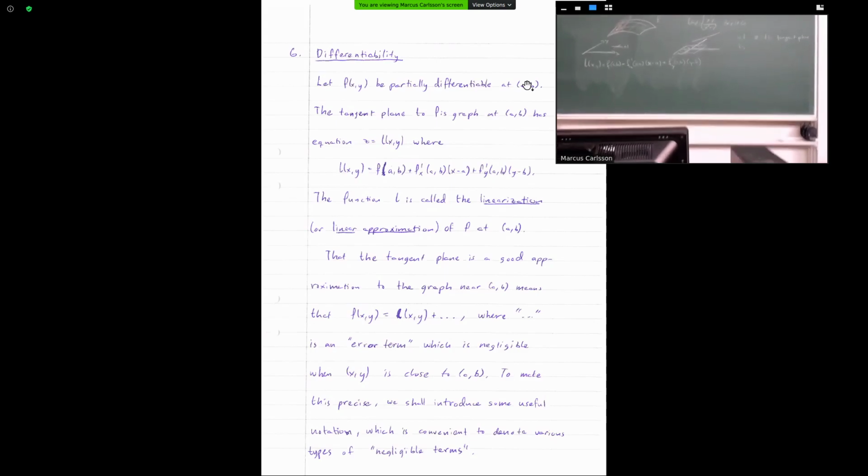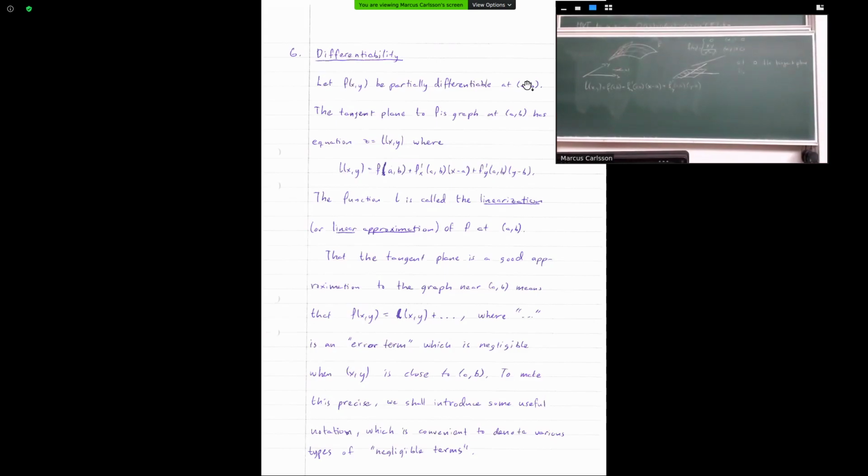So the tangent plane is, I didn't even finish. At 0, the tangent plane is 0 as a function of x and y. So this is just a function doing nothing.